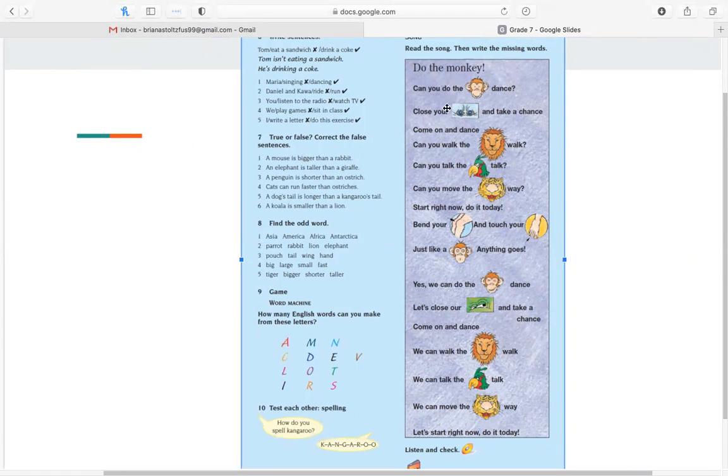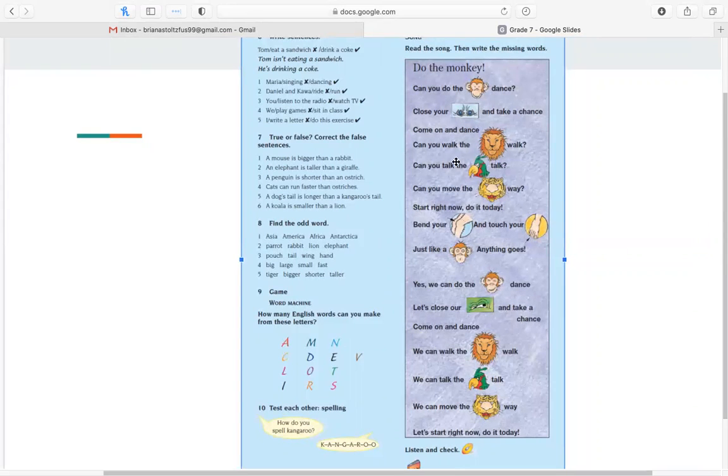Do the monkey. Can you do the dance? What is this? A monkey. Can you do the monkey dance? Close your and take a chance. What word is this? Eyes. Close your eyes and take a chance. Come on and dance. Can you walk the walk?